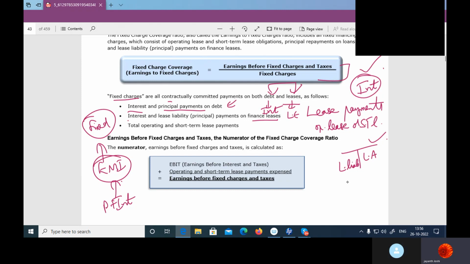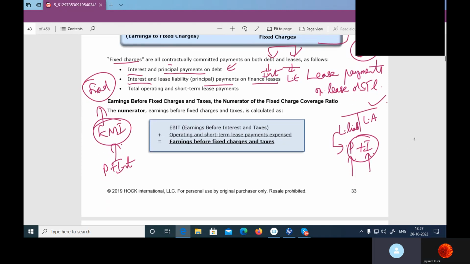Lease liability is very similar to a loan. As you are paying a loan, in the same way you pay your lease payments. That's also a combination of principal and interest. Understood? So interest you pay on what? On your outstanding liability. And it's not only the interest you are paying, you are also repaying the principal element, that is your lease liability. So interest and lease liability, principal payments on finance leases. It's very clear to you, correct?